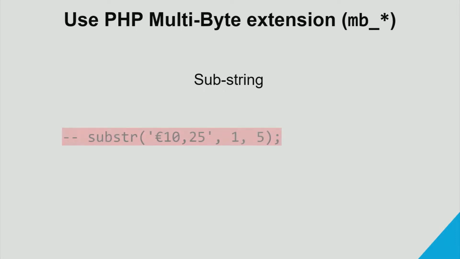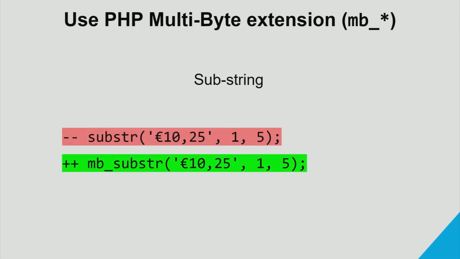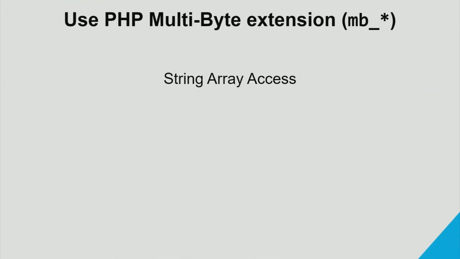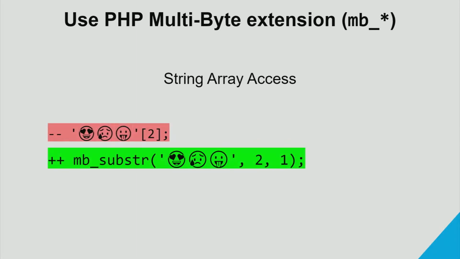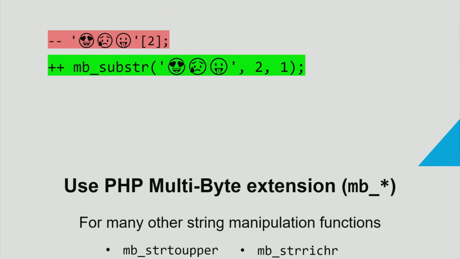Substring, we try to extract the price. Instead of using this one, you can use mb underscore substr, and then it's the same code, same number of parameters, and then you get the value that you expect. For string array index, because this is a PHP core feature, there's no solution to do this with mbstring, so you kind of have to use the mb substr function to extract the character that you expect.